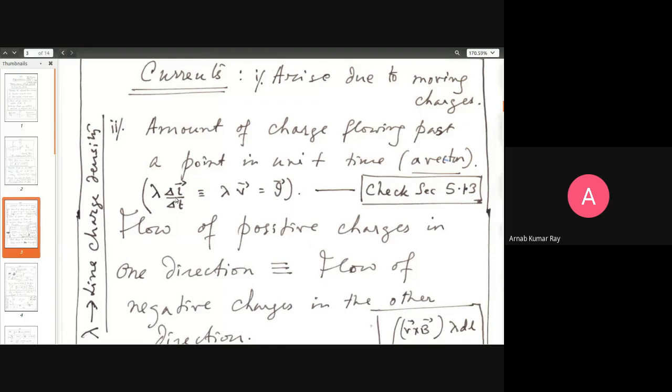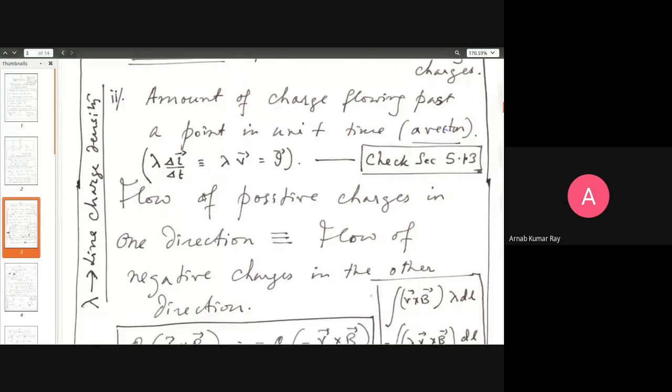Now, here I have written some formulae. You have a wire that contains lambda amount of charge per unit length, right? So that is the line charge density. Lambda is the line charge density. I have supplied you with the book of David Griffiths. This discussion is held in much greater detail in section 5.1.3, as I've written over here. So you can look it up for a clearer understanding.